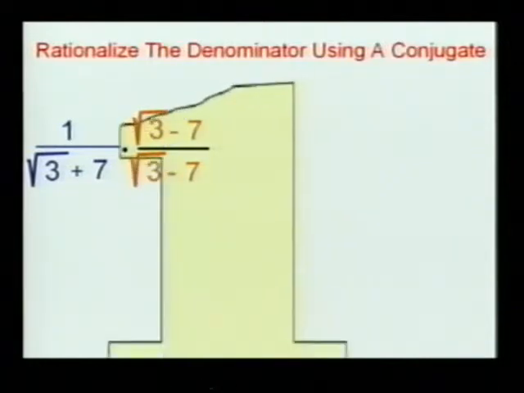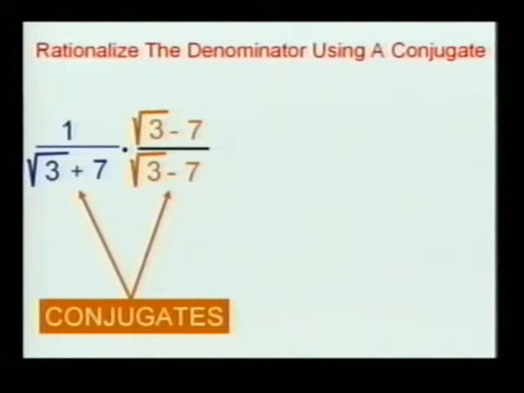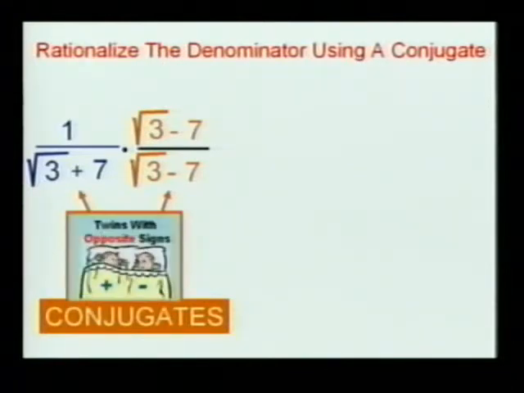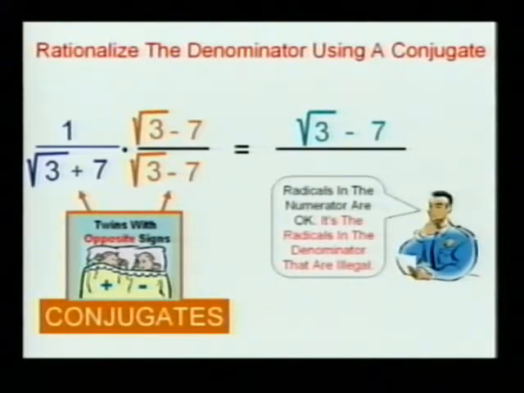Let's do another one. The conjugate in this case of the bottom, square root of 3 plus 7, will be square root of 3 minus 7. I can do it as long as I do the top and bottom. Remember, they're conjugates. Twins with opposite signs. In the top, we get 1 times each of those. And in the bottom, no problem. It's all right to have it in the top.